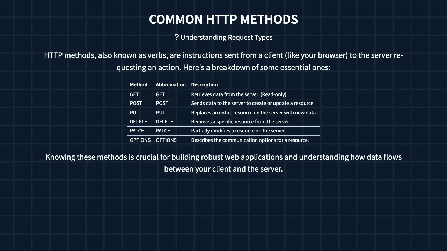GET is used for simply retrieving information, like reading an article. POST sends data, often used when submitting forms or uploading files. PUT replaces an entire resource. PATCH makes changes without replacing everything. DELETE removes something entirely, and OPTIONS just asks about how the server can talk to you. Understanding these will really help you build well-structured web applications.